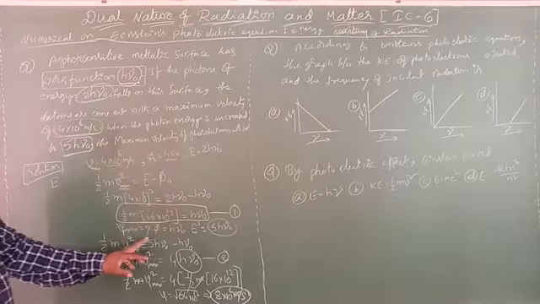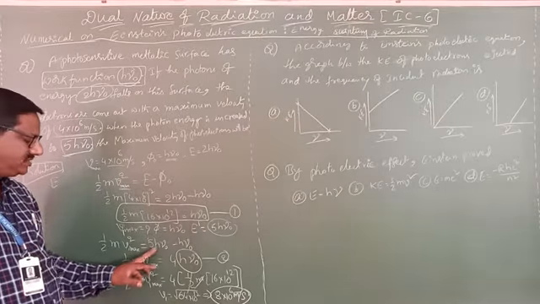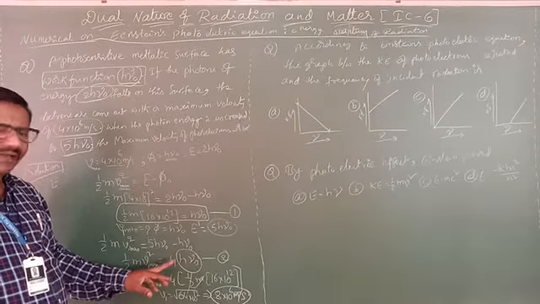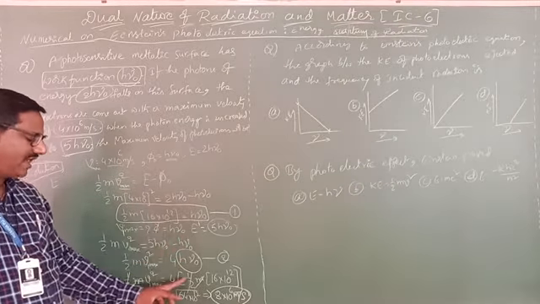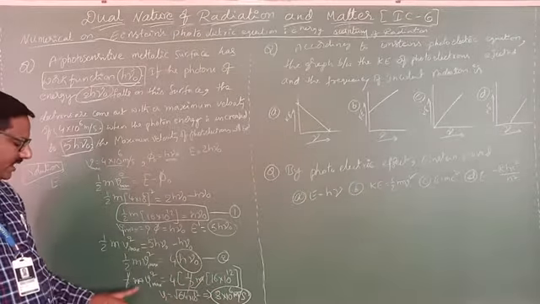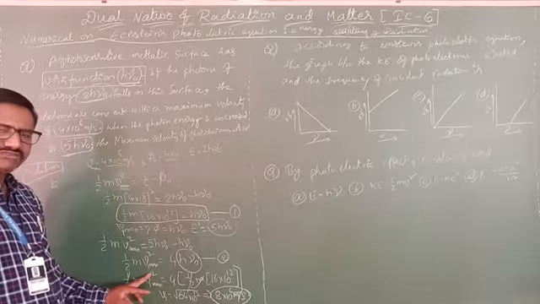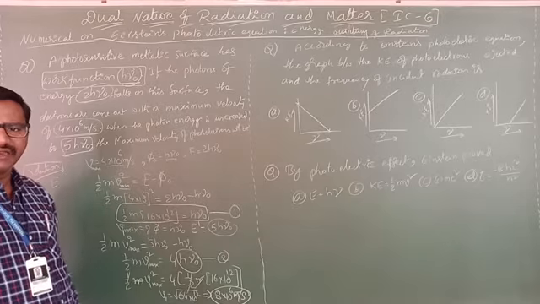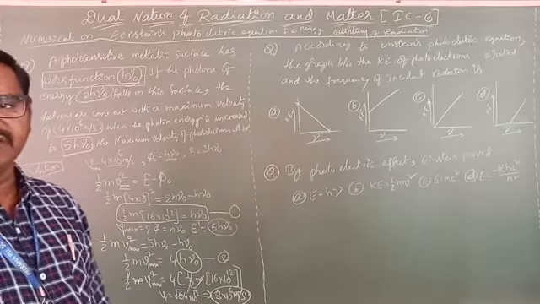Then half m V1 maximum square equals 5 h nu naught minus h nu naught, which is 4 h nu naught. Already in equation 1, h nu naught was half m into 16 into 10 power 12. Substituting here, half m will get cancelled, so 4 16s are 64. Square is there, so we apply the root: root 64 into 10 power 12, that means 8 into 10 power 6 meter per second. This is the first sum.